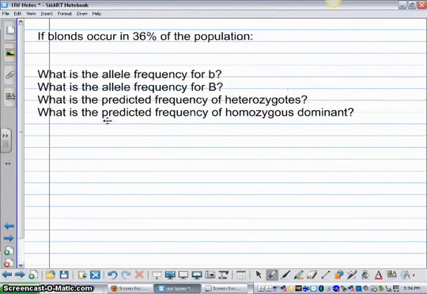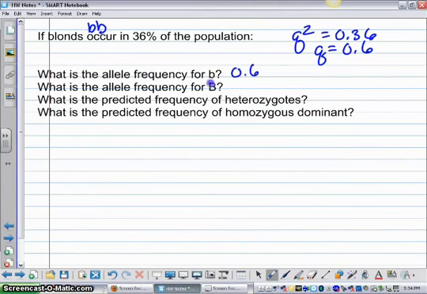And one more problem. Now let's say blonde occurs 36% of the time in the population. Blonde is still recessive, so that's little b. So we're looking at Q squared equals 0.36. So Q here is going to equal 0.6, and that's going to be the frequency of the lowercase b, and then the frequency of the other one is going to be 1 minus 0.6, which equals 0.4. So really we just flip-flop the percentages from the previous problem.